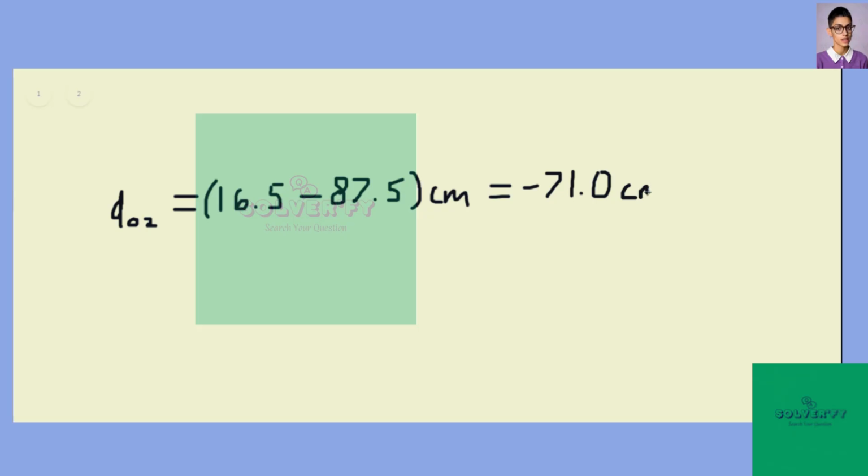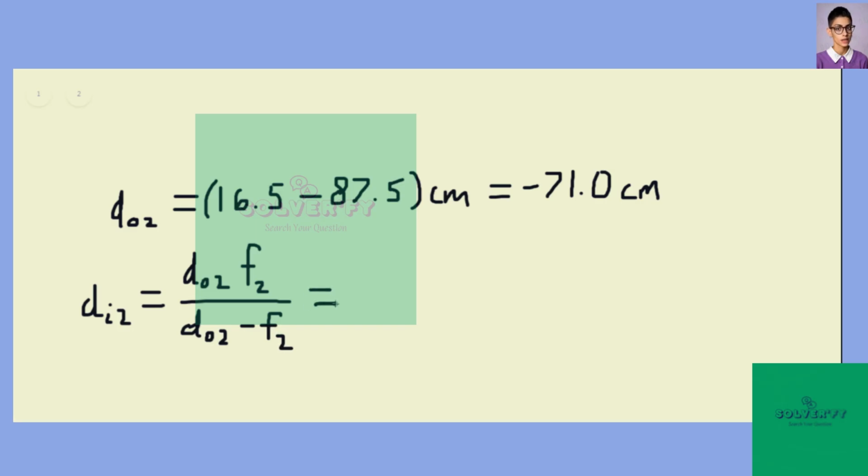So using this, we can now find the distance to the image of the second lens using our formula. So this is going to be the distance to the object of the second lens times the focal length of the second lens divided by the distance to the object of the second lens minus the focal length of the second lens. So plugging those values into this expression, we find that this comes out to equal 18.5 centimeters.